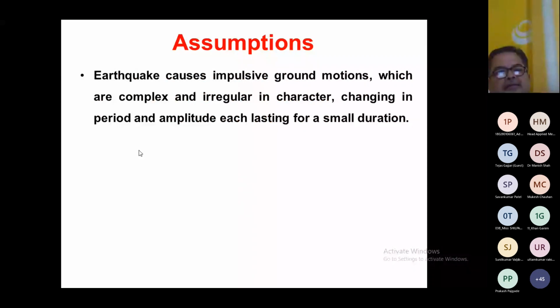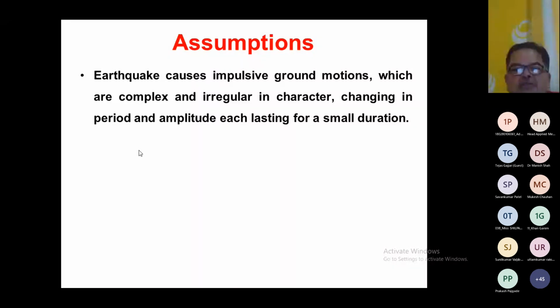The first assumption is that earthquake causes impulsive ground motion, which is complex and irregular in character, changing in period and amplitude, and each lasts for a very small duration. So it describes the earthquake event. Earthquake is an impulsive ground motion, and it carries different frequencies. When earthquake shaking is taking place, at one moment you have a 3 hertz frequency, the next moment 10 hertz, then 20 hertz. It keeps on changing. The earthquake will not continue with a single frequency.